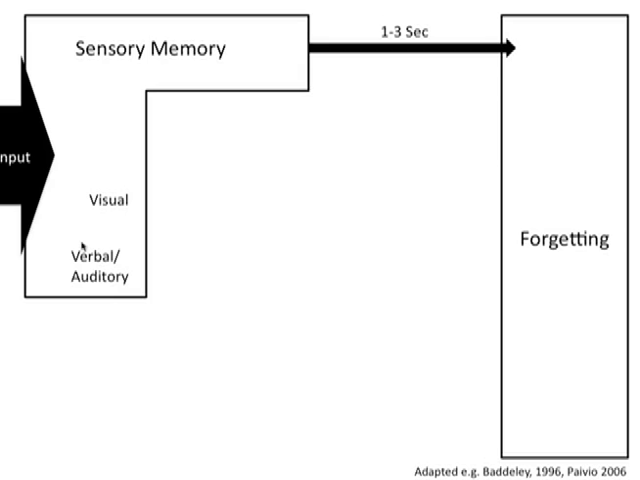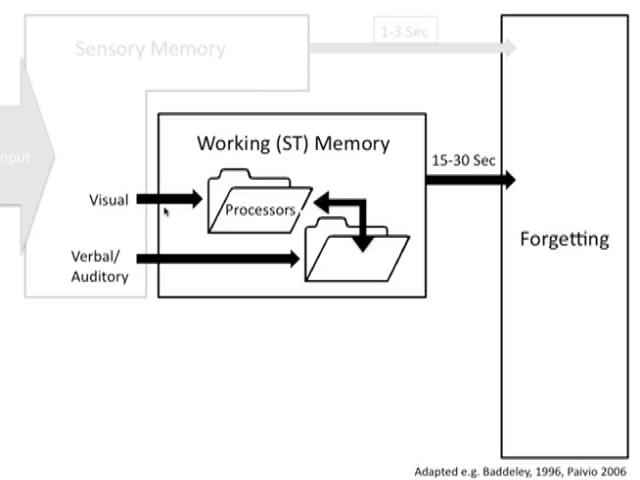This is the shortest type of memory that we have, and on average, this memory is forgotten in 1 to 3 seconds because our bodies are constantly bombarded with sensory memories. And so we need to be able to push these out in a pretty rapid time.